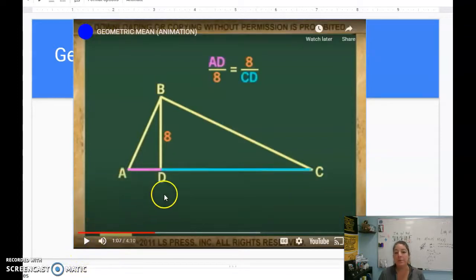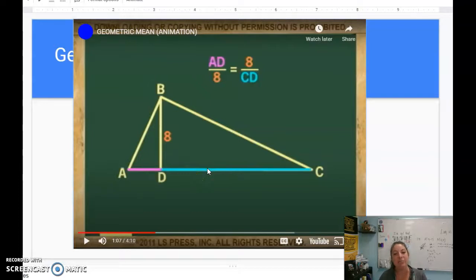Okay, here's where I'm going to pause it because this is the part that is super important for you to know. On the geometric mean, basically, the altitude that comes down is going to split the hypotenuse of the large triangle into two pieces. And so this ratio is going to be the same every time. You're going to do the side over the altitude, and then the altitude over the other side.